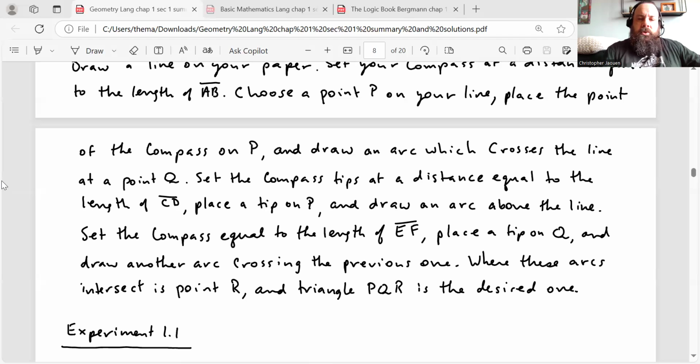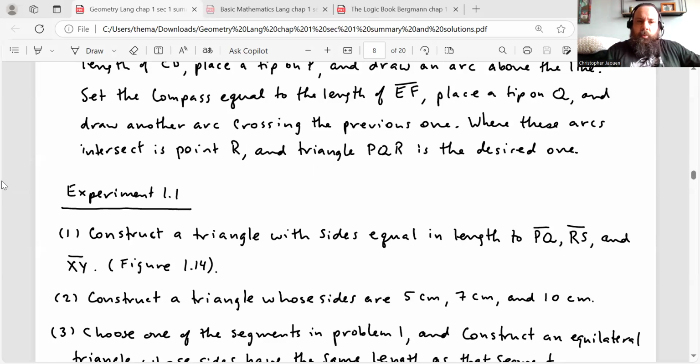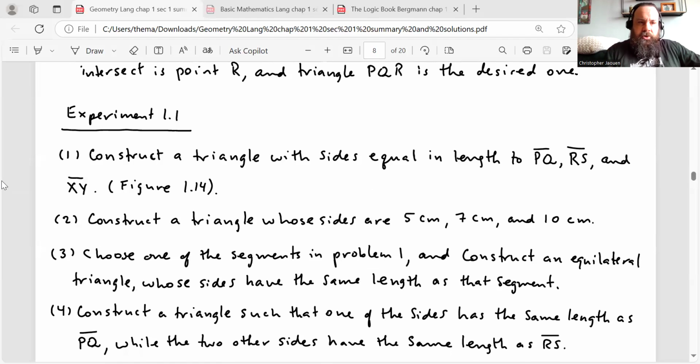Set the compass equal to the length of EF. Place a tip on Q and draw another arc crossing the previous one. Where these arcs intersect is point R, and triangle PQR is the desired one. All right, so here are the exercises that deal with that type of specific construction.